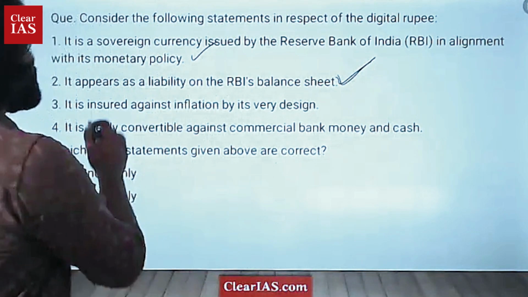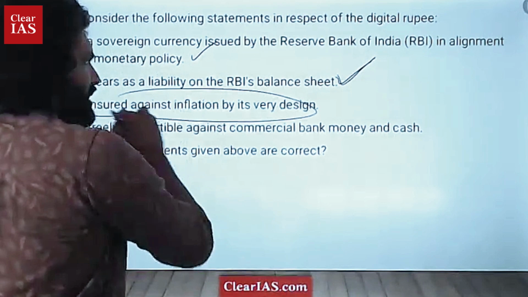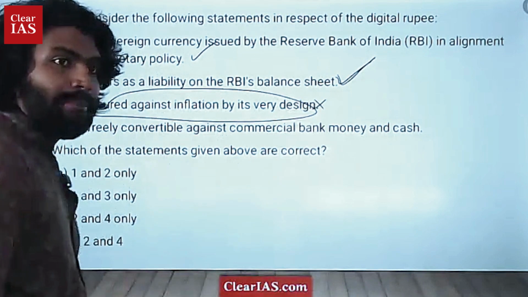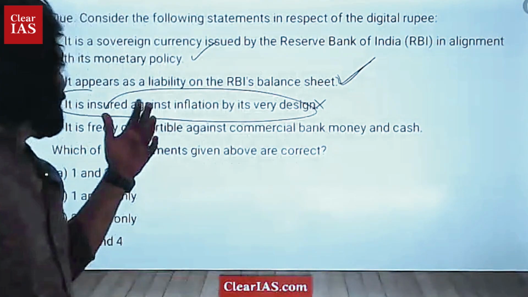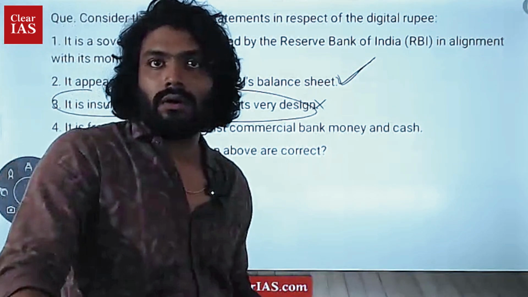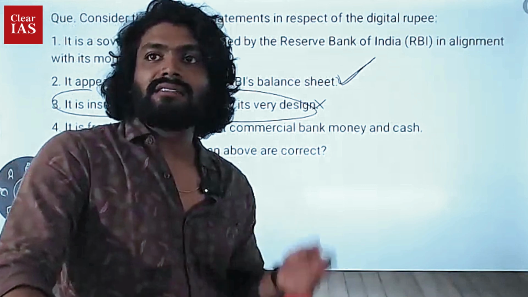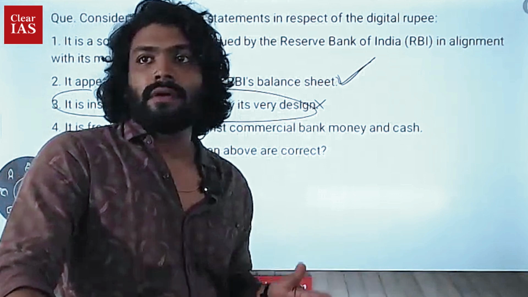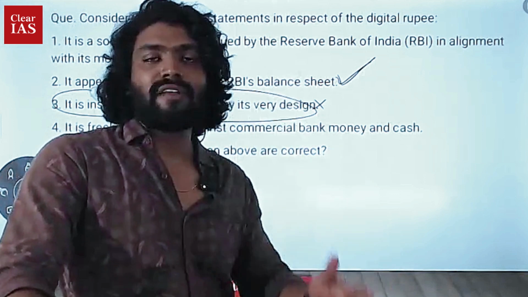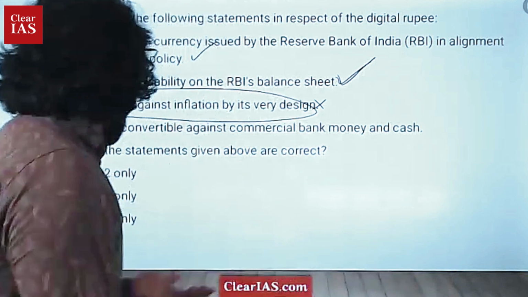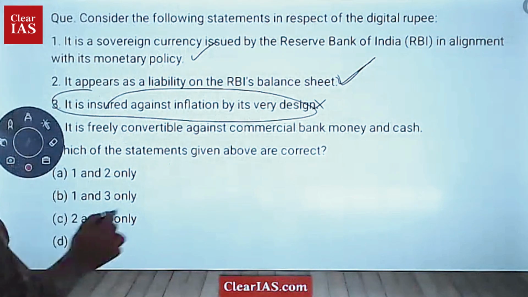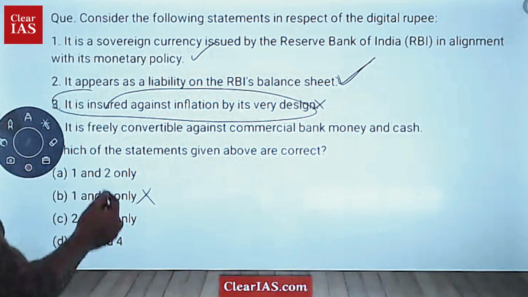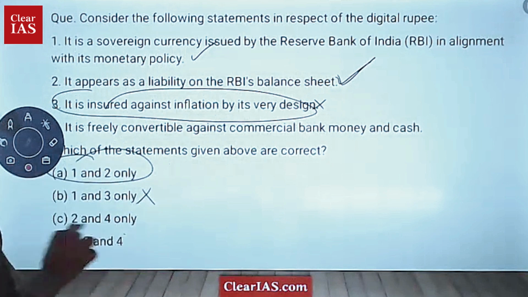It is insured against inflation in its very design. Is that so? No. If it is the same as the physical currency, but only in digital format, insured against inflation? No. That cannot be done. Digital rupee is not different from physical currency, except that it is in the digital format. So it is not insured against inflation in its very design. So the third statement is obviously wrong. So third statement wrong means we have 3 options. 1 and 2 are obviously correct. So we are down to 2 options.